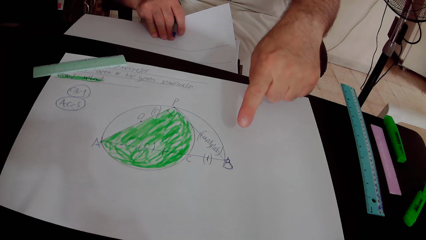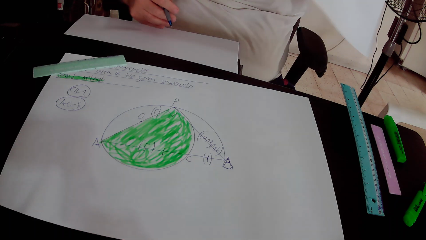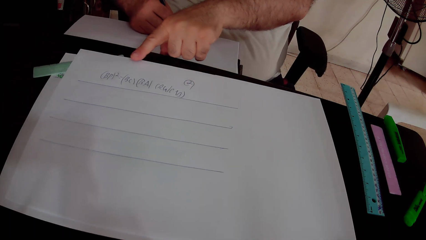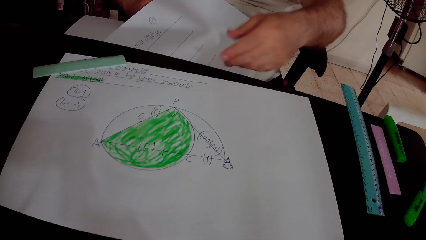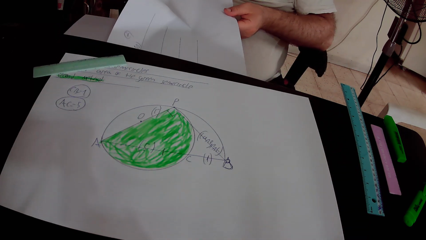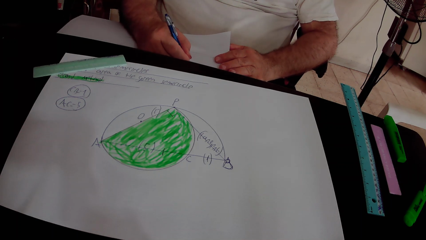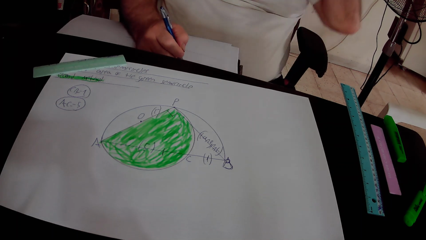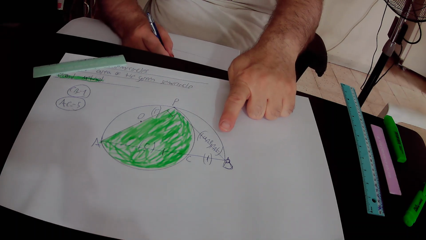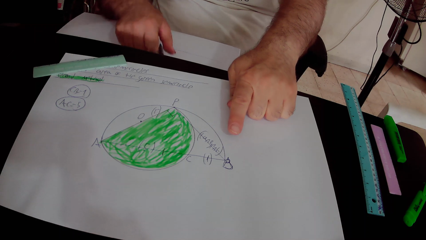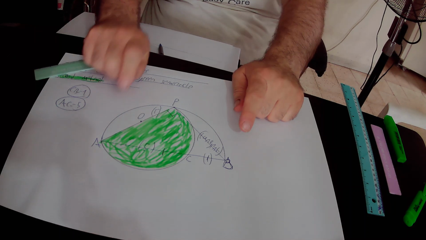Again, if we focus on this common external point B, according to rule 10, BP square equals BC times BA. BP is the missing tangent, so we leave it as it is. BP square equals BC, which is 1, times BA. BA in total equals 1 plus 5, that is 6.